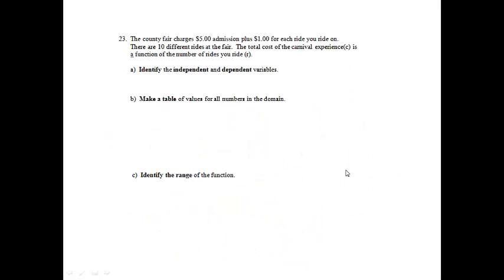Okay, next problem 23. The county fair charges $5 admission plus $1 for each ride you ride on. There are 10 different rides at the fair. The total cost of the Carnival Experience C is a function of the number of rides you ride R. Okay, so it says A, identify the independent and dependent variables. The independent is going to be the one that I get to choose, and I definitely get to choose the number of rides I ride on at the fair. Okay, and then the dependent variable is what's going to depend on how many rides, and that's going to be the total cost.